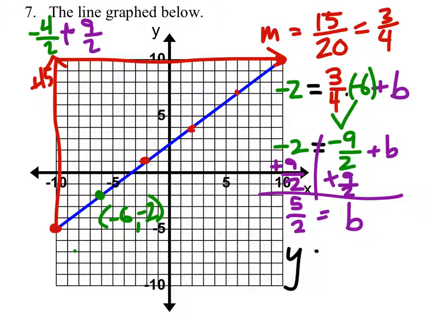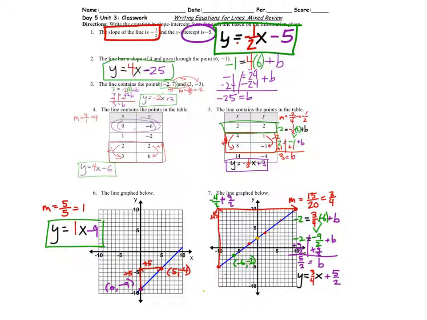So our equation is y equals the slope, 3/4, times the x value, plus the y-intercept, 5/2, which is about what we would expect right there. That point is about at 2.5, so that should work out. And there's our first one.